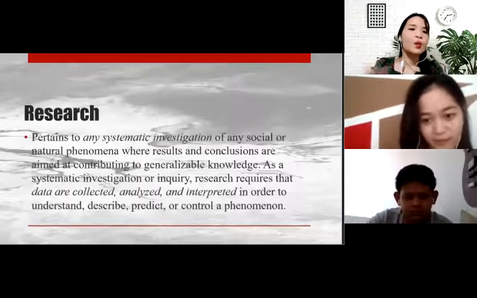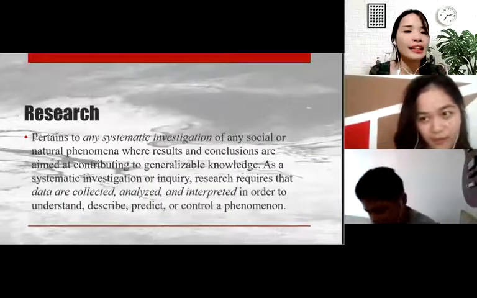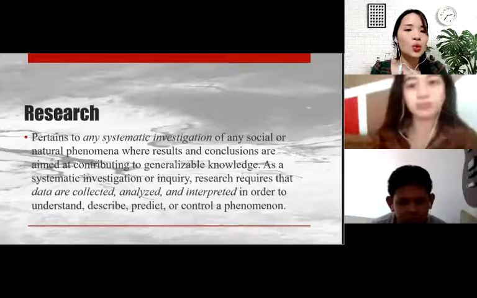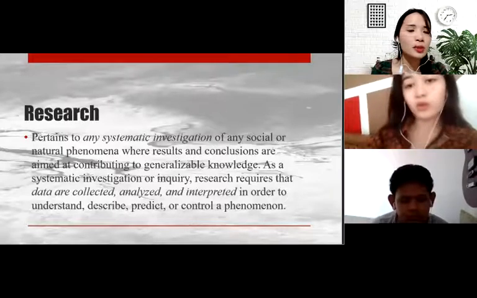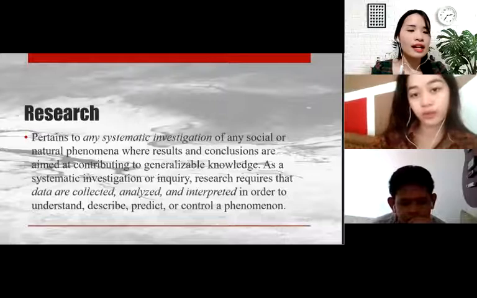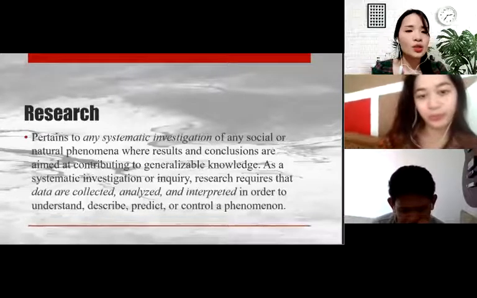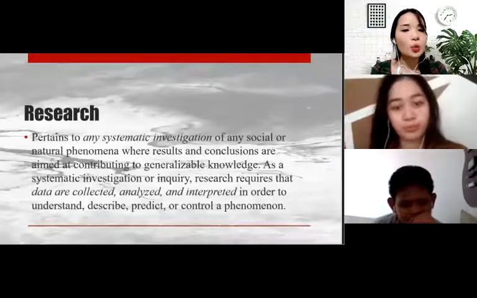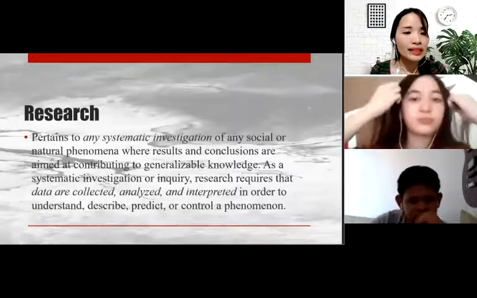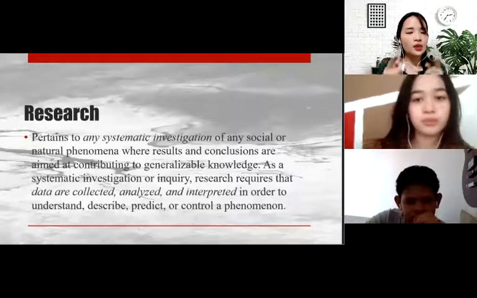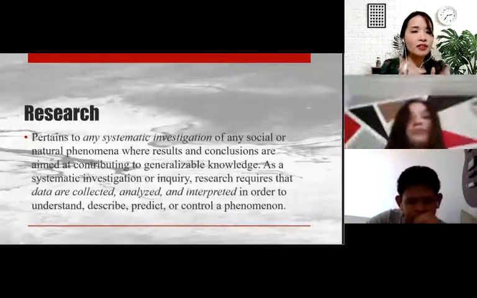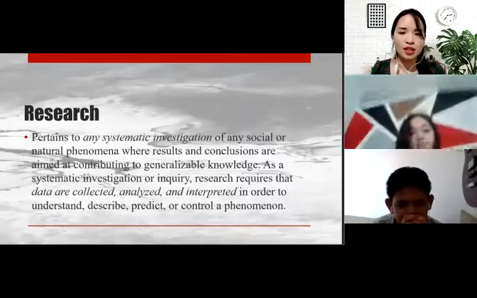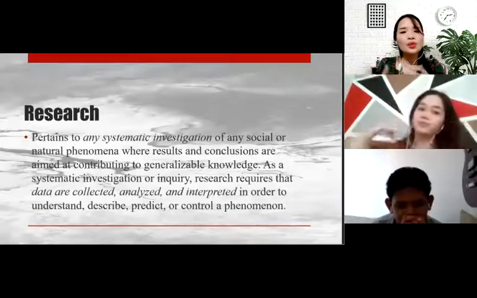Okay. What is research? It pertains to any systematic investigation of any social or natural phenomena where results and conclusions are aimed at contributing to generalizable knowledge. As a systematic investigation or inquiry, research requires that data are collected, analyzed, and interpreted in order to understand, describe, predict, or control a phenomenon. If you could see that italicized font, those are important keywords or key terms in this research definition.